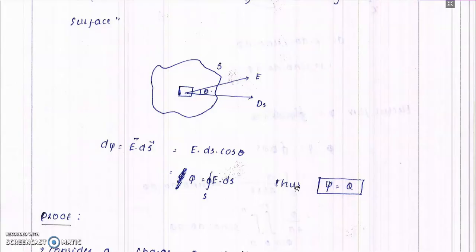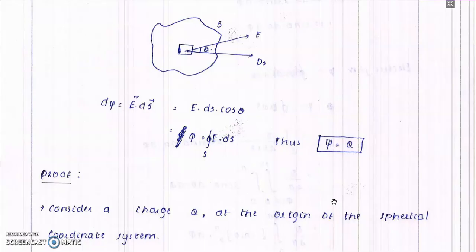Finally, from that equation, it is assumed that psi is equal to Q. That is, the total charge enclosed by the closed surface is equal to the total flux. So for the proof, I am going to prove that psi is equal to Q with the help of the spherical coordinate system. In the first unit, we became aware of coordinate systems. The charge may be described in three different coordinate systems: Cartesian, cylindrical, and spherical. Here, I am going to use the spherical coordinate system to prove Gauss law.